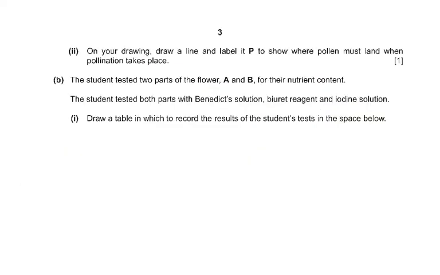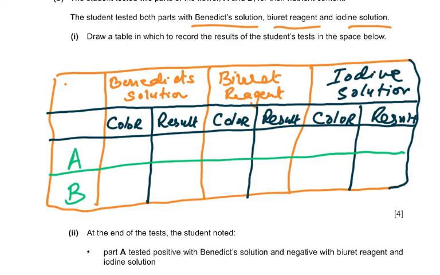Then going back to it, it says that the student tested 2 parts of the flower, A and B, for their nutrient content. The students test both parts with Benedict's solution, biuret reagent and iodine solution. Draw a table to record the results of the students' tests in the space below. So now we can make a table for this, and we have to show that the student tested with Benedict's, biuret and iodine solution, as it says in the question.